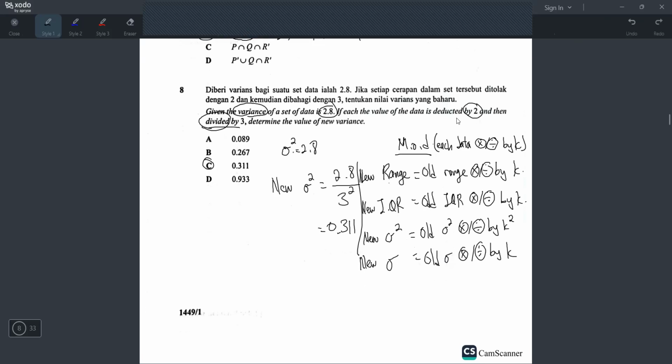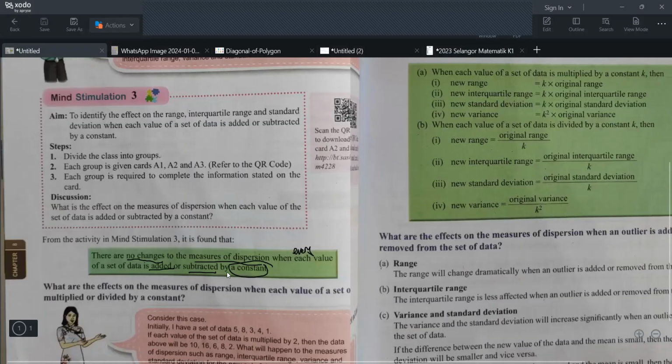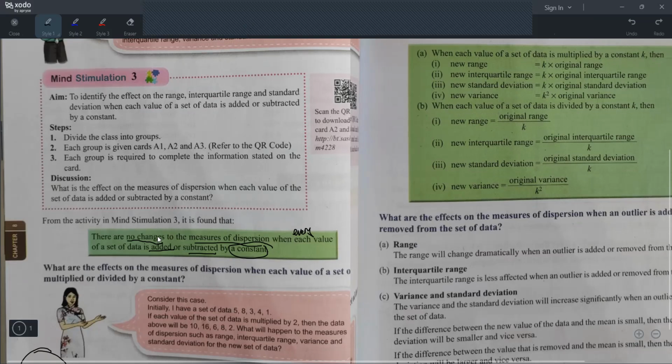That is why when the question says deducted by 2, I didn't even deduct by 2. I never minus 2, because if you take every value plus or minus a number, it will not affect your variance and standard deviation answer. That is why, because of this. Okay, because no changes, right? So the keyword here is no changes.